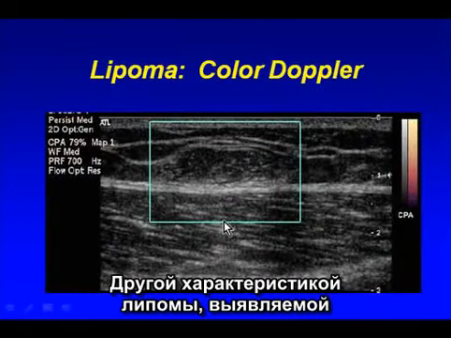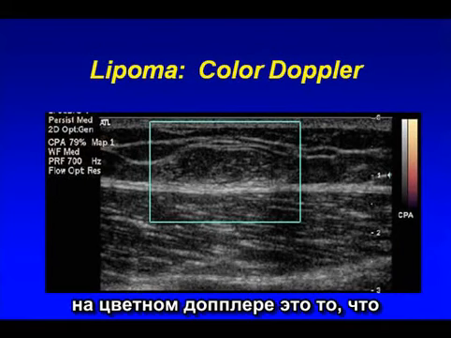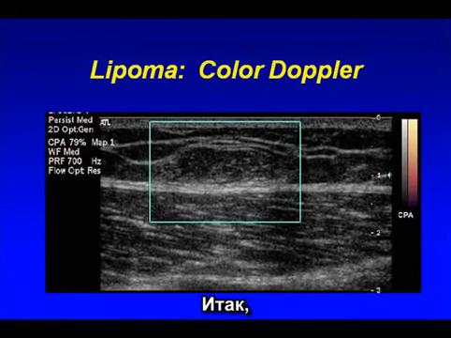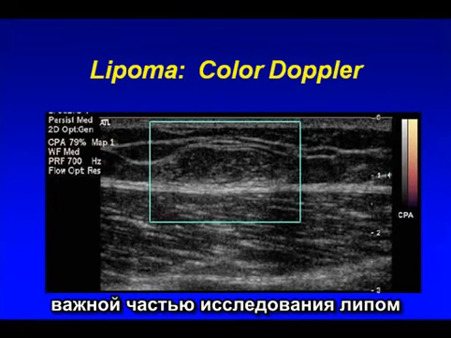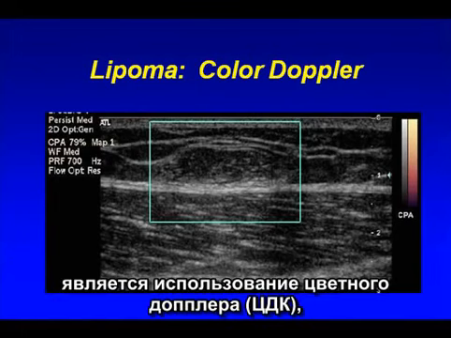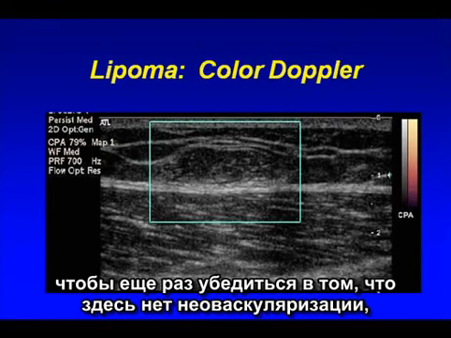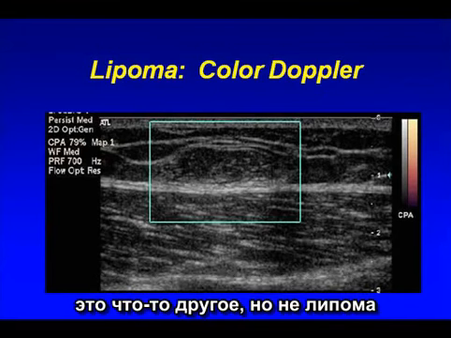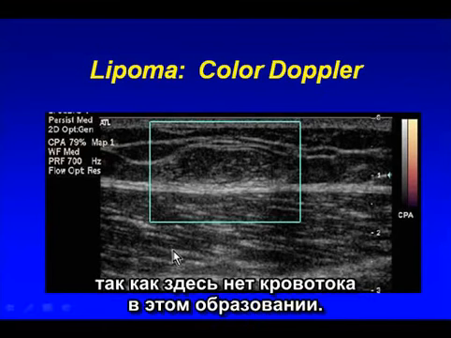The other characteristic of lipomas on color Doppler is that they tend to have little or no flow. So the important part of evaluating a lipoma is always to remember to put on the color Doppler to make sure that there is no neovascularity or anything that might sway you into thinking that it is anything but a lipoma, as this one had no flow in it.